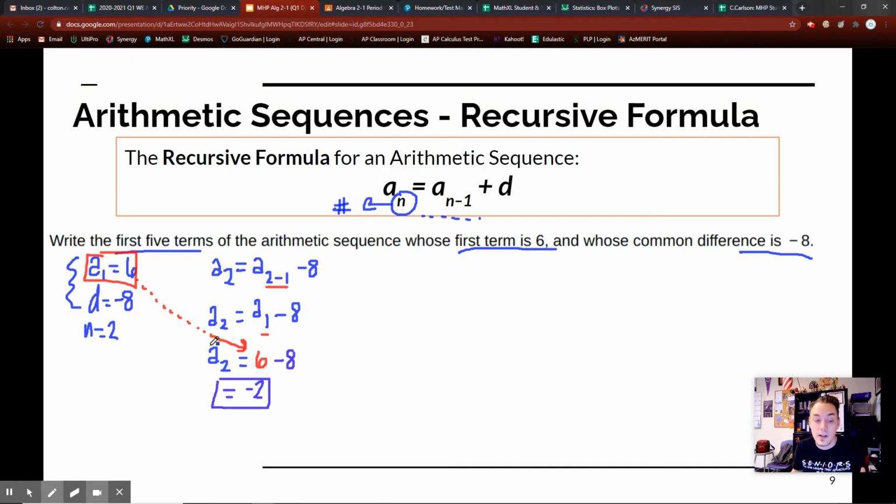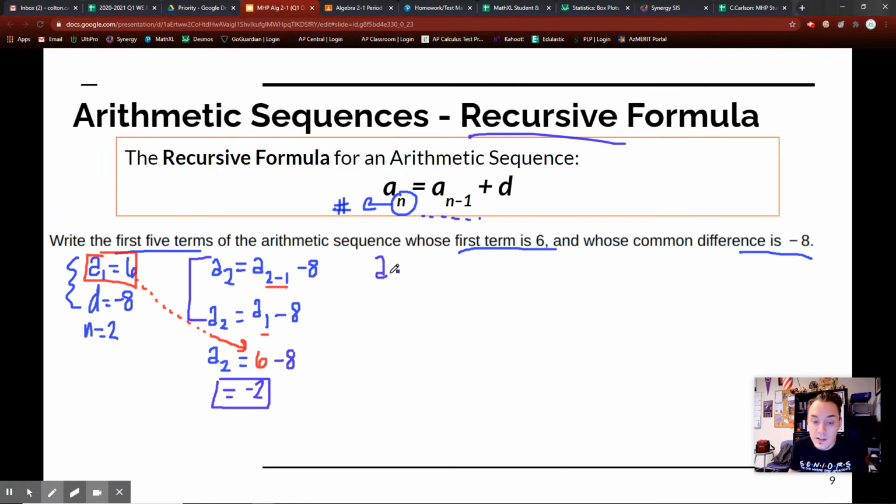Now watch. We already did that in the last slide. Intuitively, we took the preceding term, in this case, our preceding term from a sub 2, the one that comes before it, the term that comes before a sub 2 is a sub 1. What is a sub 1? It is 6. Okay? I take that term and I add or subtract the common difference. So this arithmetic sequence recursive formula, this actual recursive formula here, is really just so intuitive that yes, this is the formula. However, we really don't use the actual formula as I used it right here.